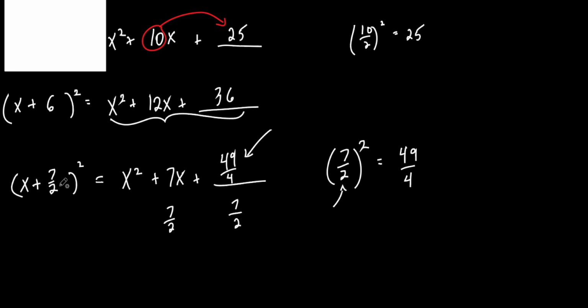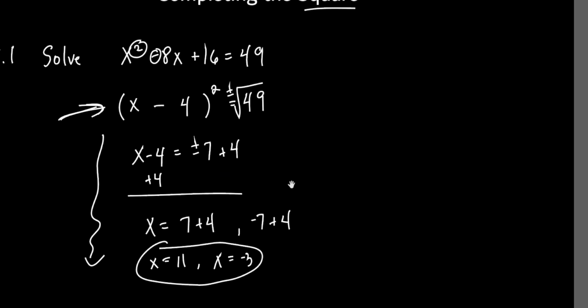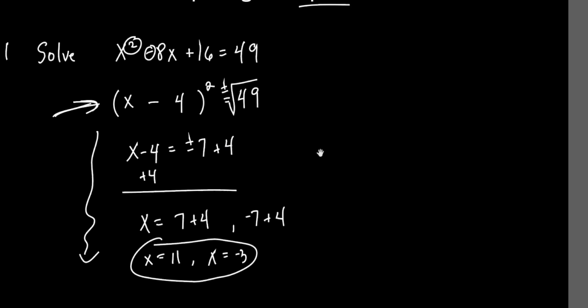What we did right there was super important. Now we're going to put it all together. All right. So let's do this. I didn't do this in my notes, but I'm going to do this right here. Let's do it in a different color so it doesn't go yellow. You can see that. So let's do this. X squared minus 8x plus 16 equals 49.